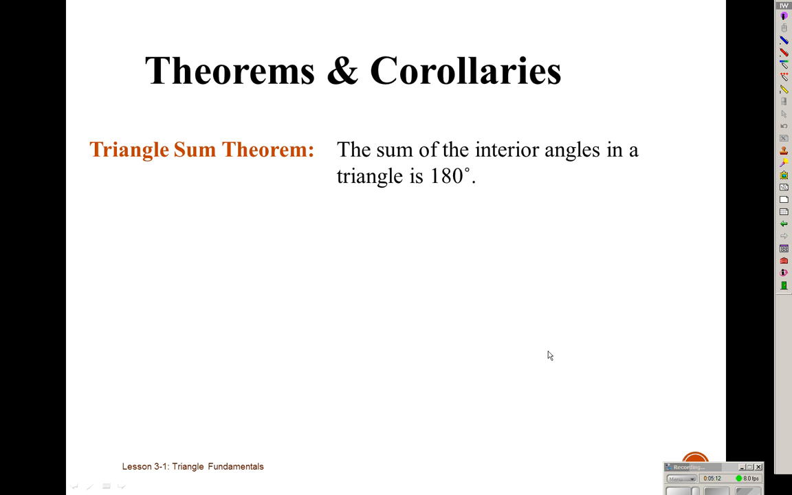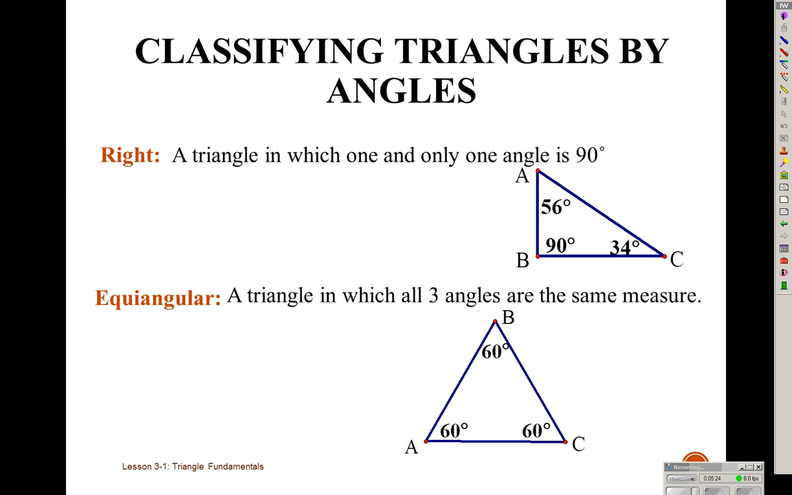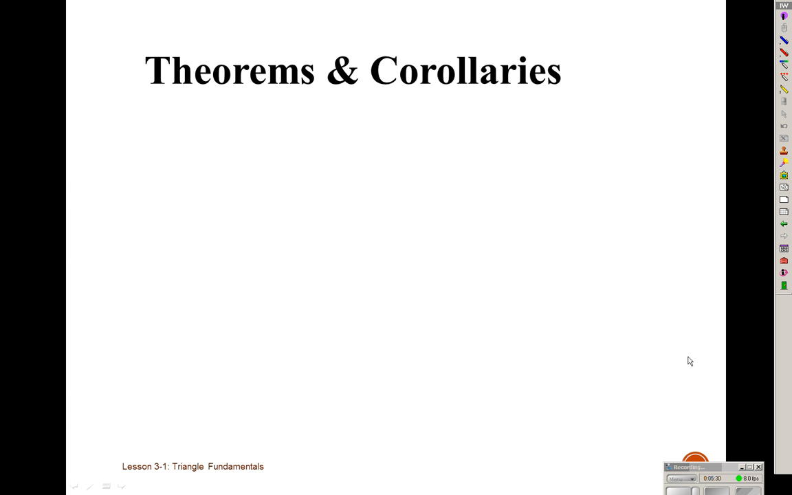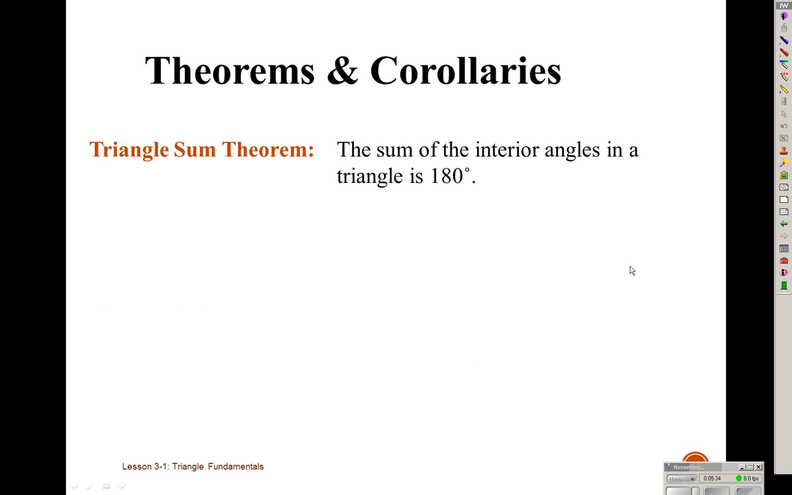So let's learn some rules about triangles and then put them to work. The triangle sum theorem says that the sum of the interior angles in a triangle is 180. And we actually saw that already in this equiangular triangle. 60, 60, and 60 add up to 180. And every triangle has angle measures that add up to 180.